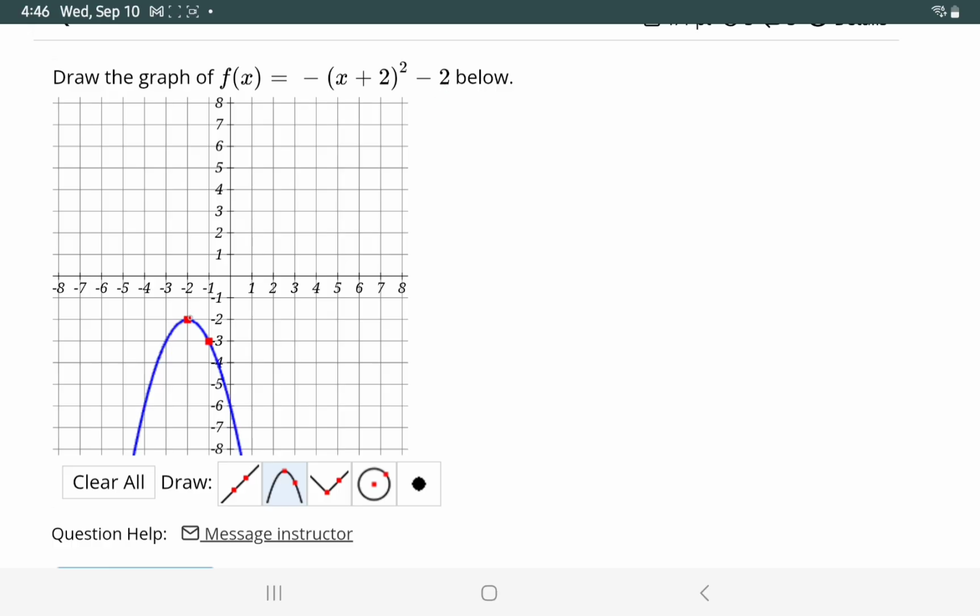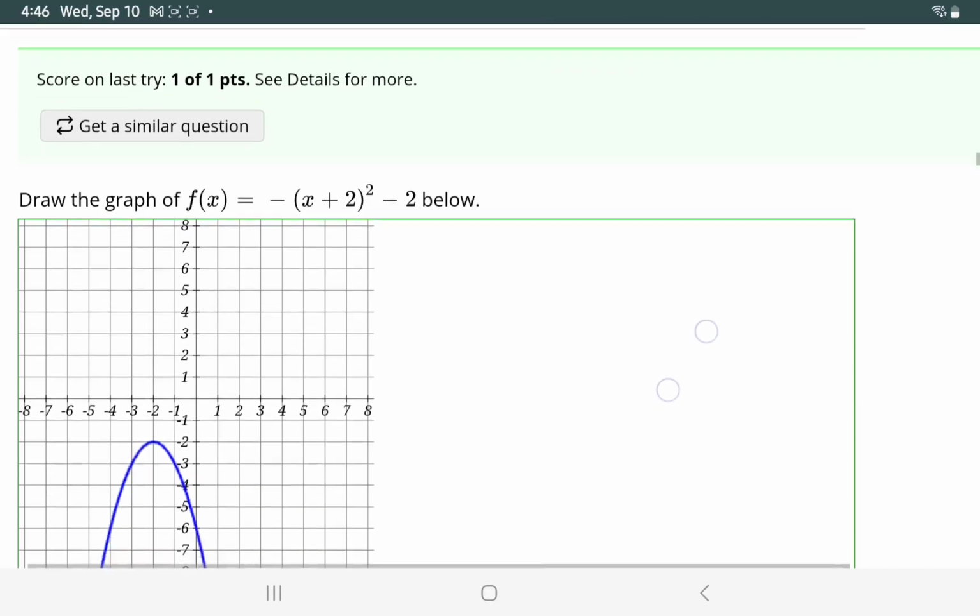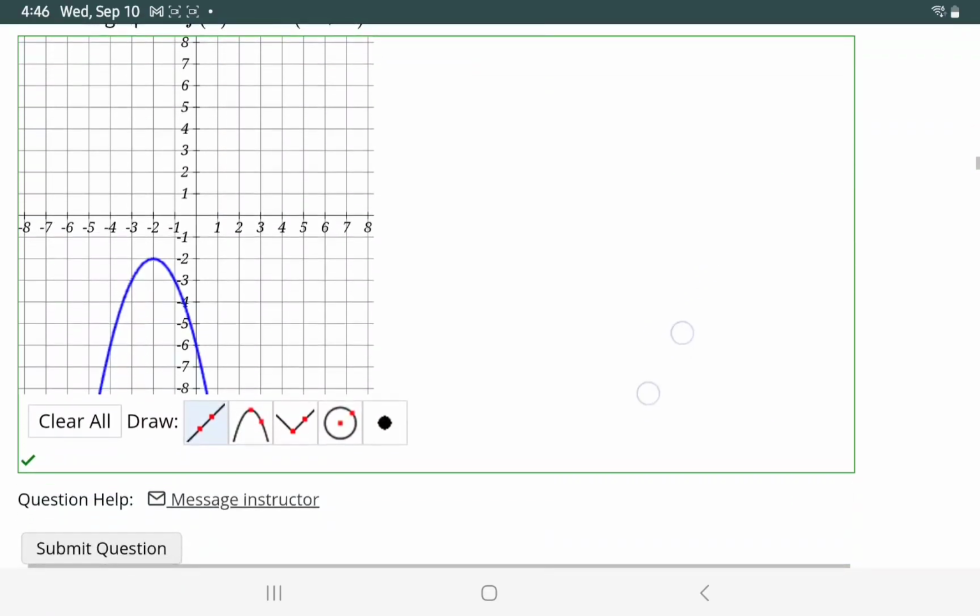So that's kind of our initial point here, -2, -2. And then we have a reflection about the x-axis. And so this is why our parabola is facing downwards. So that's exactly what we have in our graph. But of course, all we did was we plotted those 2 points. So let's submit, and yes, we are correct.